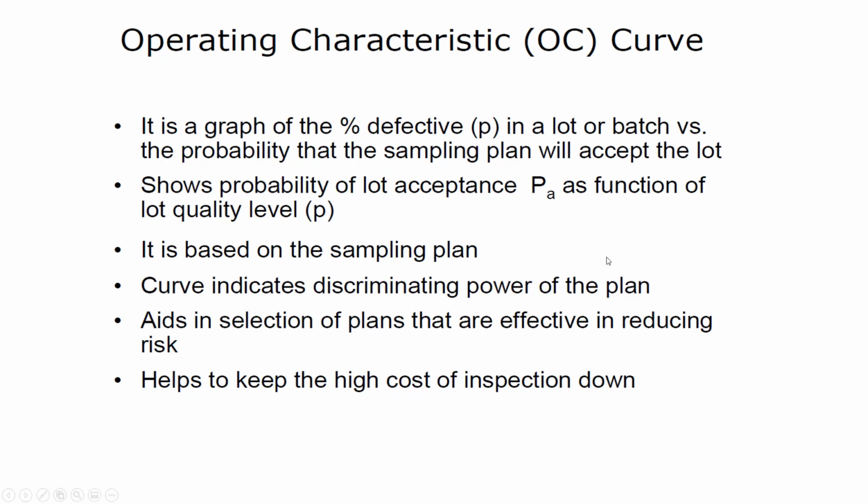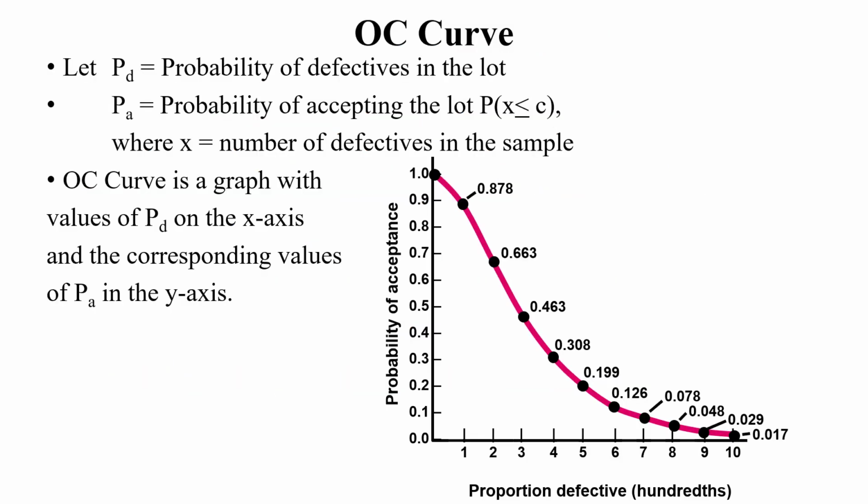So basically we will sketch an OC curve, which shows on the x-axis the defective probability, the defective chances, and on the y-axis the acceptance probability. This curve will help us keep the high cost of inspection down, because inspecting each and every item is time consuming and you will spend a lot of money, as you need to hire more labor. That is why we need to use the acceptance sampling approach, and the basic acceptance sampling tool is the OC curve. So how will you sketch that?